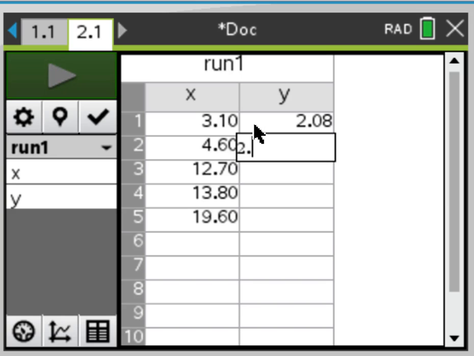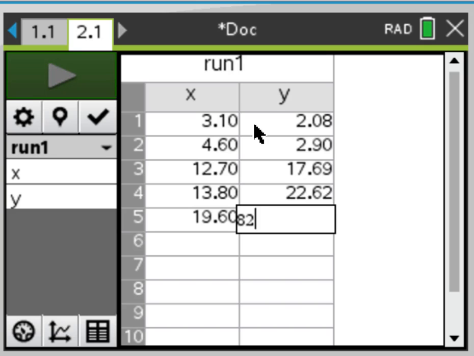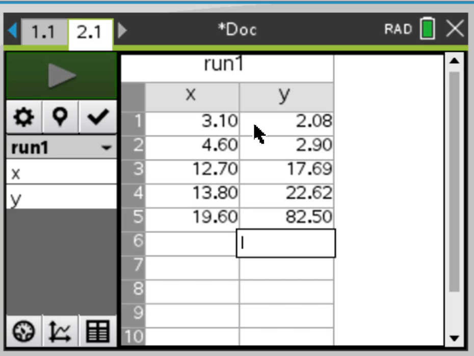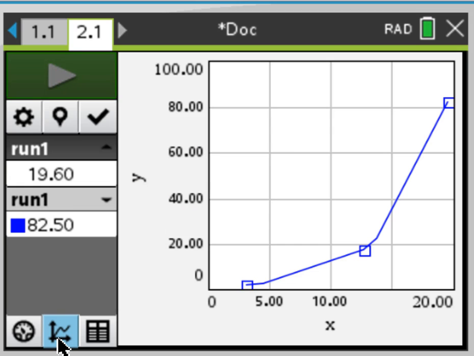2.0771, 2.9028, 17.693, 22.615, and 82.503. Once I've done that, I want to graph it. So I'm going to pick this graphing icon down the bottom. And there is my graph.